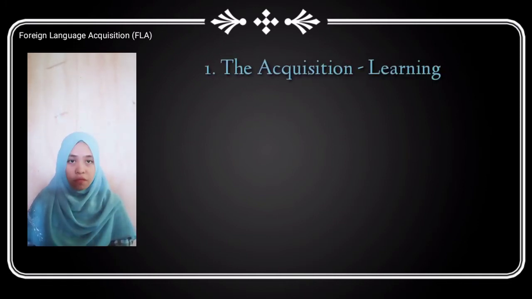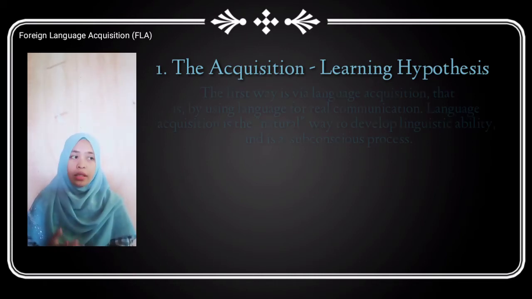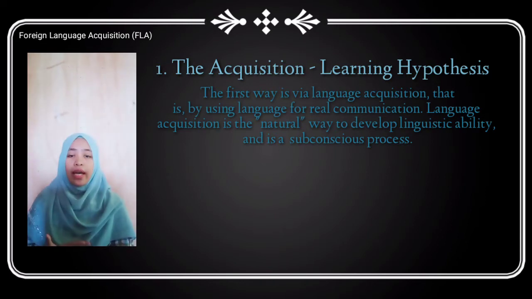There are 5 hypotheses. First of all, the acquisition learning hypothesis. The first one is language acquisition, that is by using language for real communication. Language acquisition is the natural way to develop linguistic ability, and this is a subconscious process.